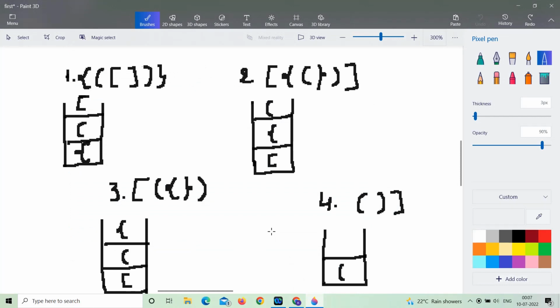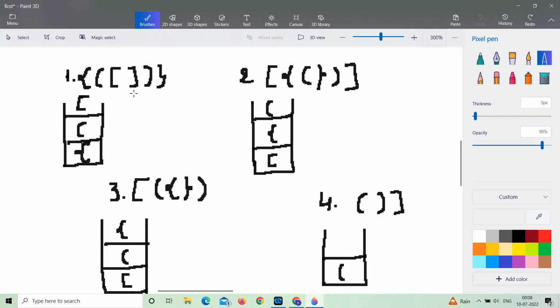These are the four main cases in this problem you need to focus on. Let's look at the first case. This is my input. The approach that I am following is, whenever I find an opening bracket, I just push it into the stack. If you look at the input, the first character is an opening brace, so I push it into the stack. Similarly, the second and third characters are also opening brackets, so I push them into the stack. But my fourth character is a closing bracket, right?